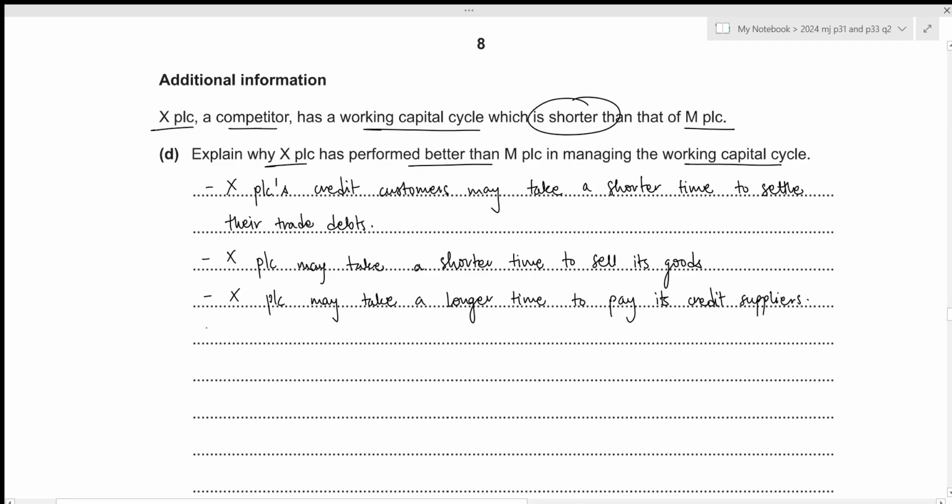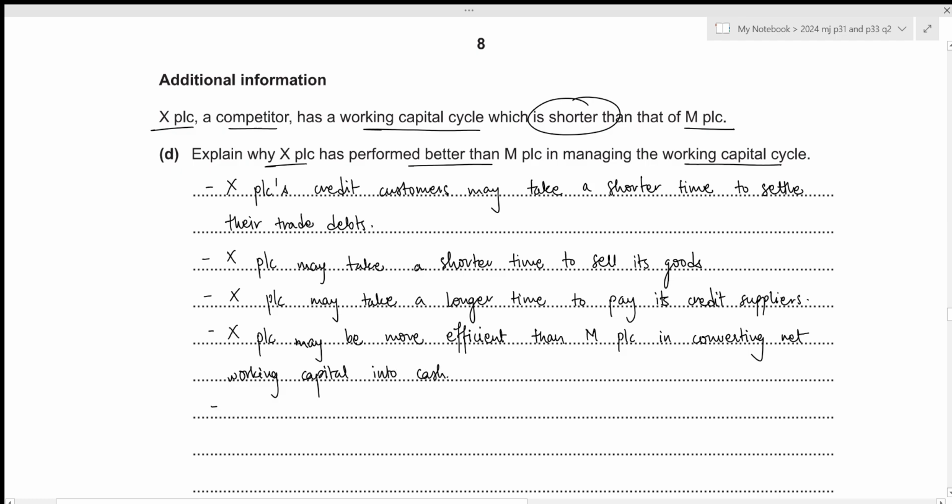Another thing we can comment on is that XPLC might be more efficient than MPLC in converting the net working capital, which is the current assets minus current liabilities, into cash, because that way they will have a better working capital cycle as compared to MPLC. So XPLC may be more efficient than MPLC in converting net working capital into cash.